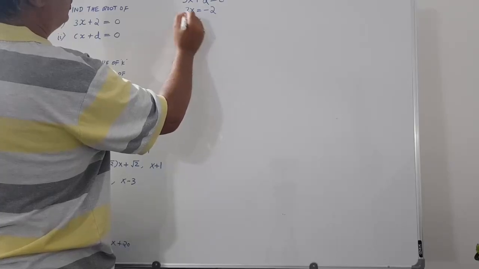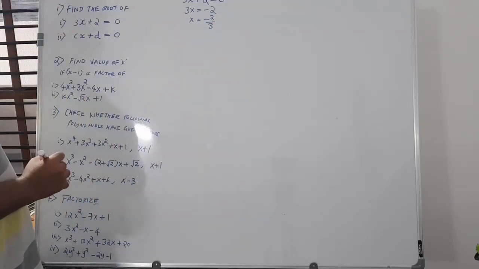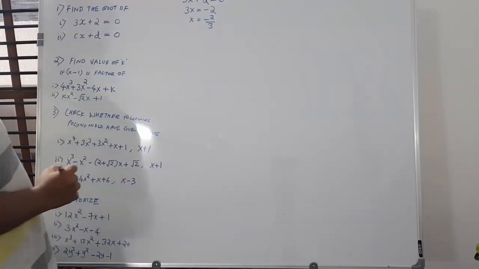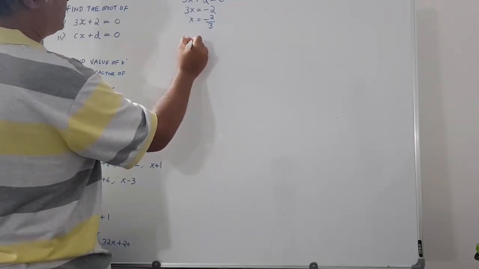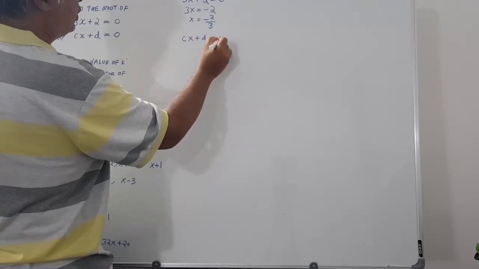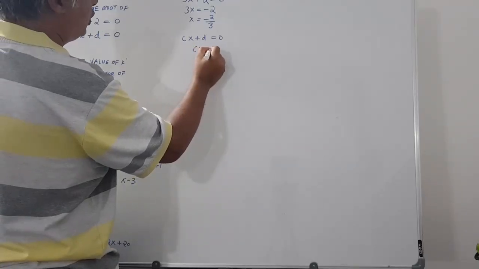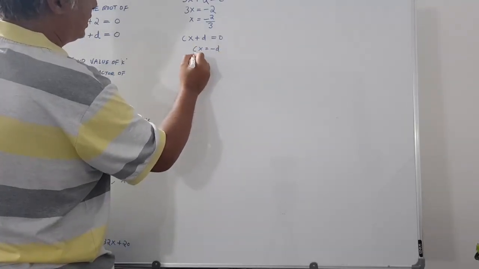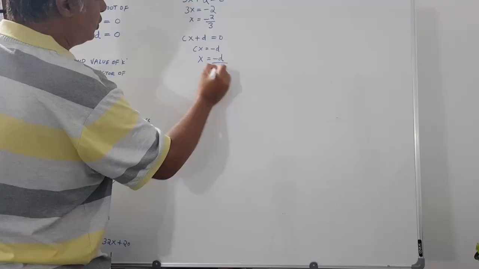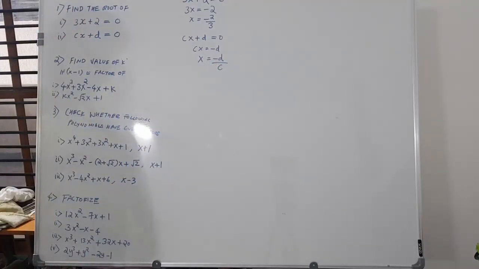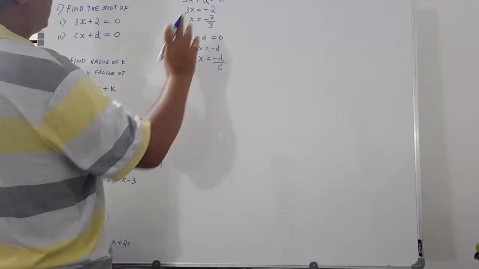So x is equal to, when we bring the 3 down, it will come to the denominator, minus 2 by 3. Okay. So minus 2 by 3 is the root of equation 3x plus 2 equal to 0. Similarly, if you have any equation of the type cx plus d equal to 0, then when you take d to the other side, you will get minus d. So you get cx is equal to minus d. And since this is a multiplication, when you take c to the other side, you will get it in the denominator. So this is the solution.